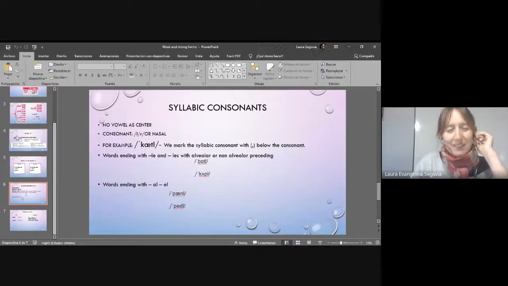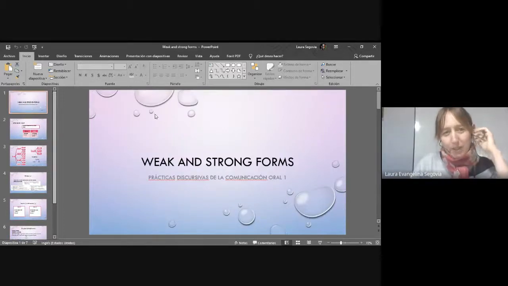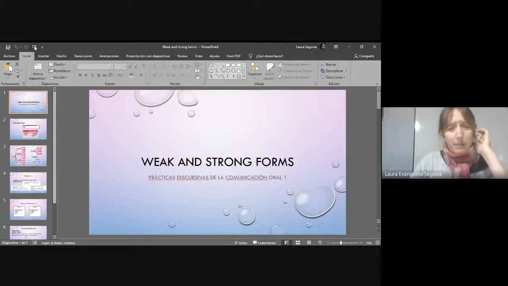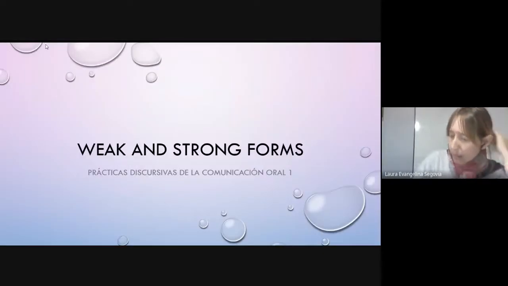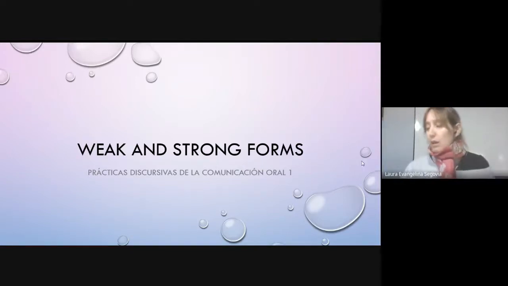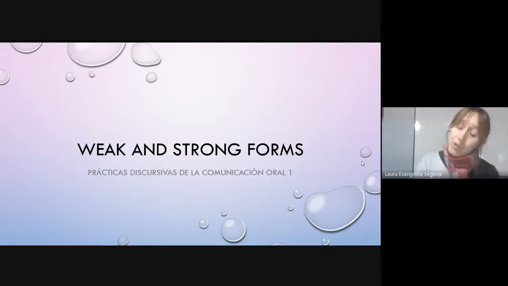Okay, good. Let's start working with weak and strong forms, and let's make some kind of connection between what we have seen. We have seen that syllables have a structure, and this structure sometimes is connected by the relationship between consonants and vowels. That relationship is also connected to the obstruction or not in our vocal apparatus when we produce those syllables. We know that there are syllables that are always weak.